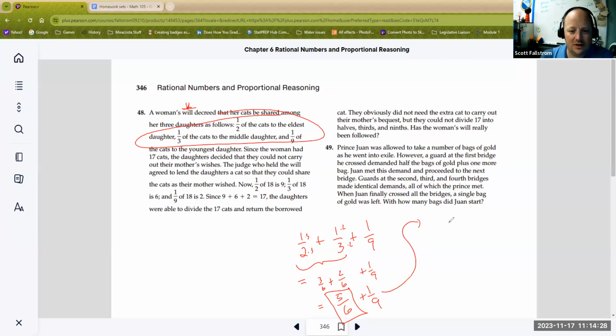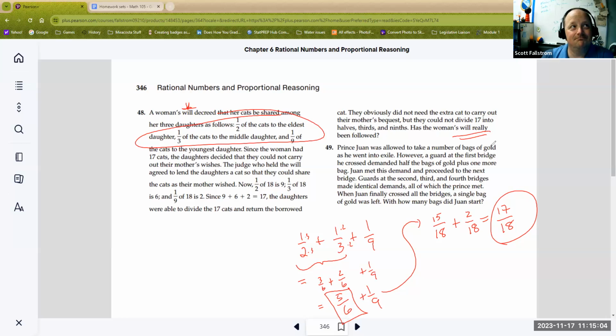So at the end of the day, if you did create 18ths out of this, because that's the LCM, you'd have 18 here, and this would be 15 out of 18 plus 2 out of 18. And so as it turns out, the idea was here, half, a third, and a ninth, they add up to 17/18. Now, proportionally, each daughter seems to have gotten that piece. So again, has the woman's will really been followed?